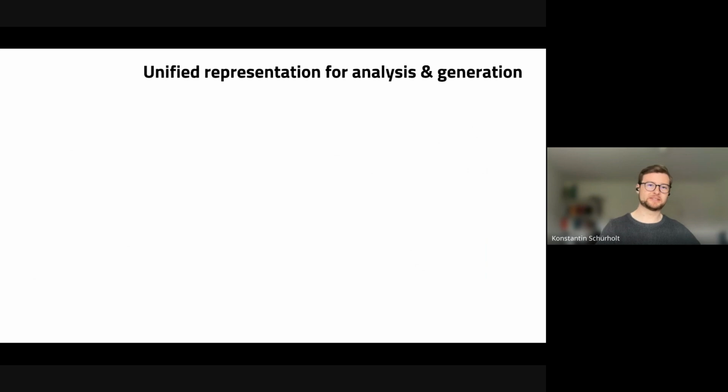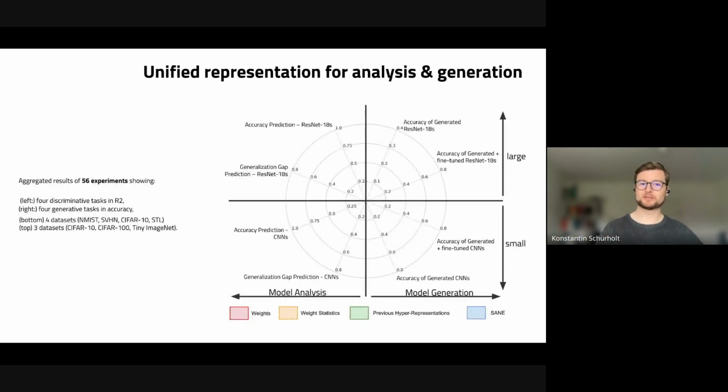We tested, in fact, that we achieved this unified representations, both for analysis and generation, but also across different sizes of models, right? Because that's what we wanted to achieve. Both tasks, but also for different sizes and architectures. We tested this in a bunch of experiments, 56 in total, I think, for this plot, for analysis on the left, for generation on the right, for smallish CNNs, and for larger ResNet 18s. They're not huge, but at least they're of different size.